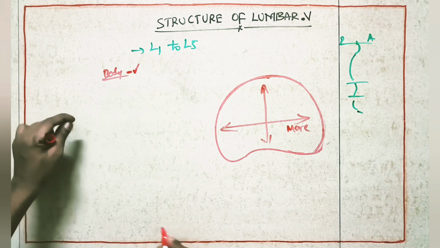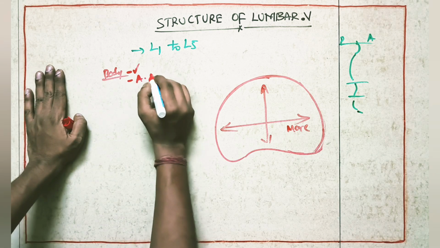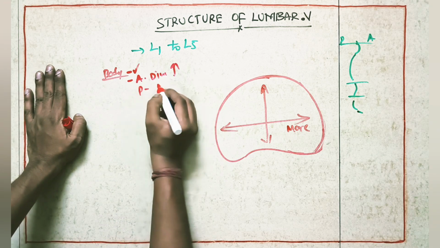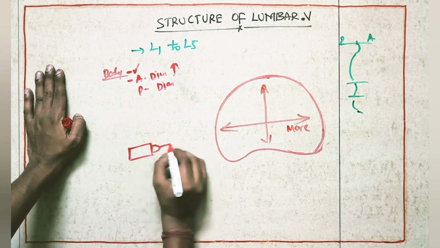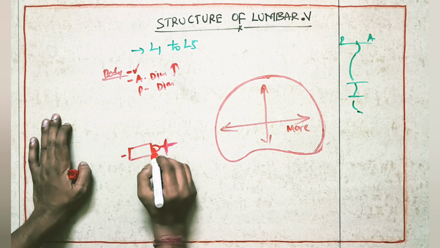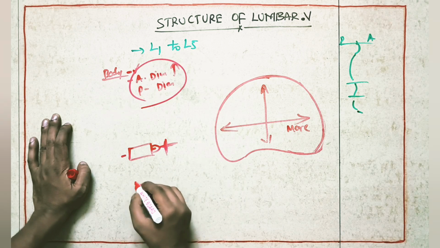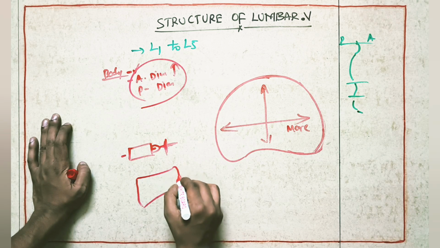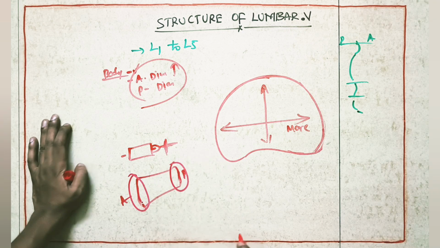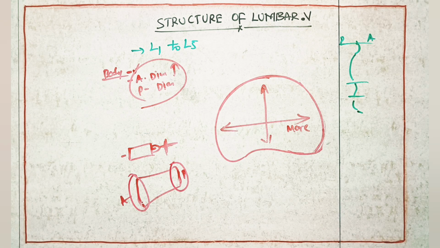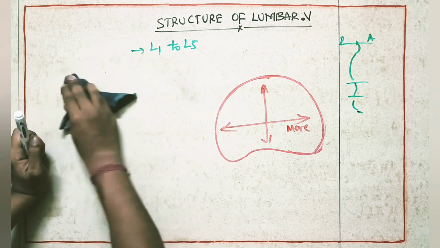One more point here: the anterior diameter is more compared to the posterior diameter. Suppose we take one vertebra, in this arch of the vertebra, this is anterior, this is posterior. In the lumbar spine, the anterior diameter will be a little more compared to the posterior diameter. This is about the body of the vertebra.